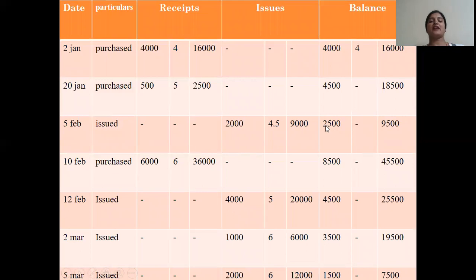What is the balance we had earlier? 2,500 was the balance. Now you add this, that is on 10th, what you have purchased, 6,000 units. So 2,500 plus 6,000, you are going to get 8,500. 9,500 plus 36,000, you are going to get 45,500. Now, on 12th February, we need to issue.